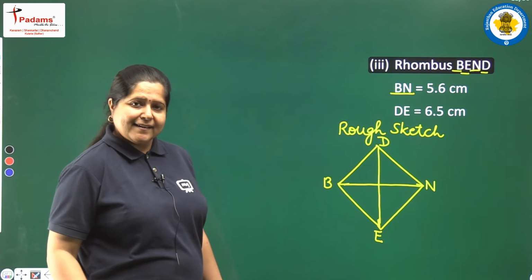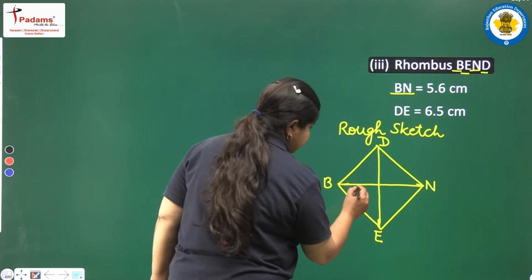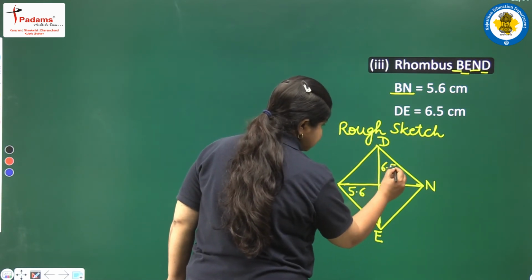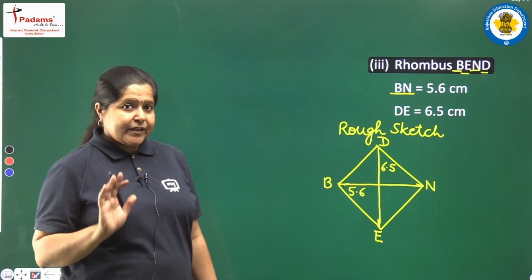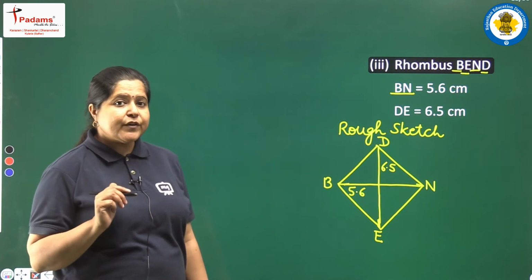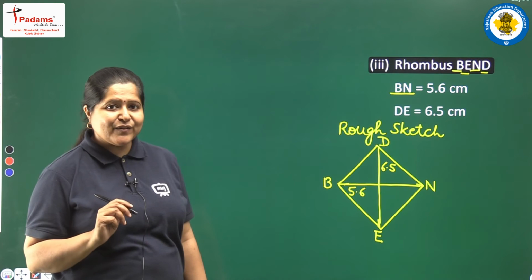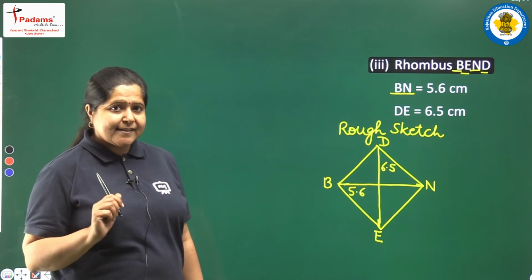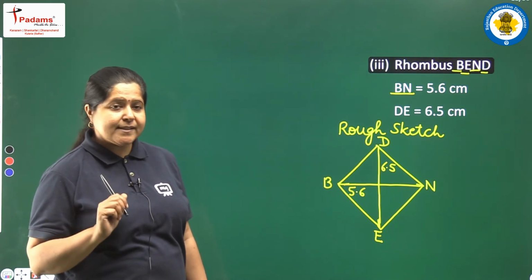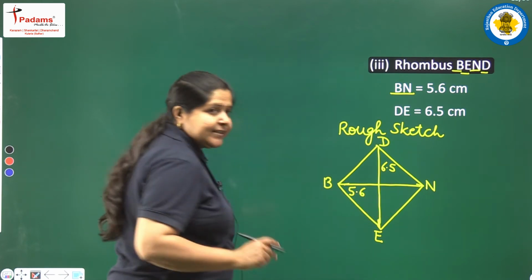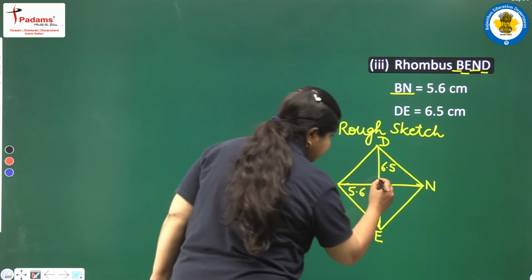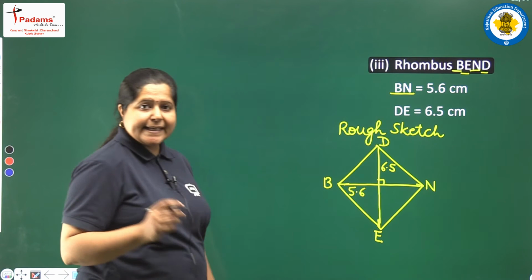This is the rhombus. We have this diagonal BN given 5.6 centimeter and this DE is given to be 6.5 centimeter. Only the diagonals are given, no side is given. So here we need to apply the property of diagonals of a rhombus. And what is special about the diagonals of a rhombus? Just recall, we had learnt that the diagonals of a rhombus are perpendicular bisectors of each other. This means that they not only divide each other into equal parts, also they are at right angles to each other. This angle formed between the two diagonals is 90 degree.